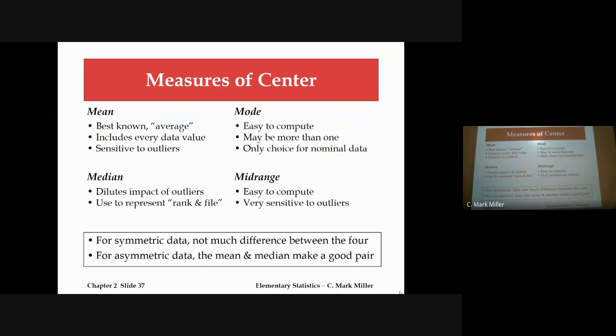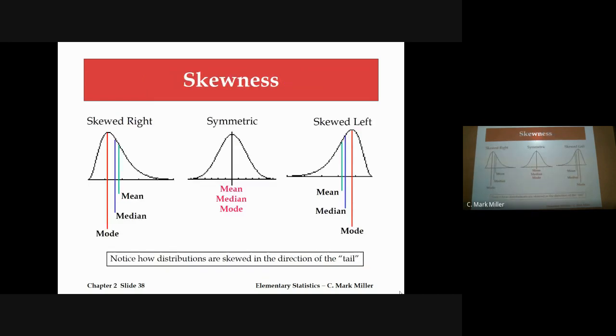Some exhibit high sensitivity to outliers, some not. If the data are distributed more or less symmetrically, then there's not much difference in any of these. But if they're not symmetric, the mean and median make a good pair. Skewness, in the middle you see something that's symmetric, and that can take various forms. It doesn't have to be a mound shape like that.